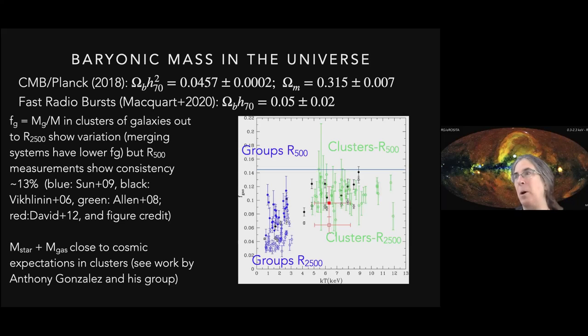Okay, so we have some pretty good ideas of how much baryonic mass is in the universe. I was claiming that clusters are pretty good fair samples. So from the Planck mission, there's good constraints on omega baryon and omega matter. We heard a bit about the constraints on where these baryons are from the fast radio burst work of Macquart 2020.